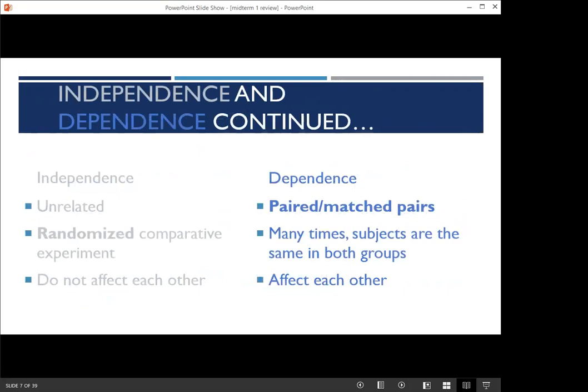So, more on independence and dependence. Independence is unrelated. The variables are unrelated. The randomized comparative experiment measures groups independently, and the cases are randomly assigned to different conditions of an experiment, so it makes it more reliable in the end. Also, they don't affect each other, whereas for dependence, they do affect each other. And there's a paired and matched pairs experiment, and the subjects are the same in both groups for those experiments.